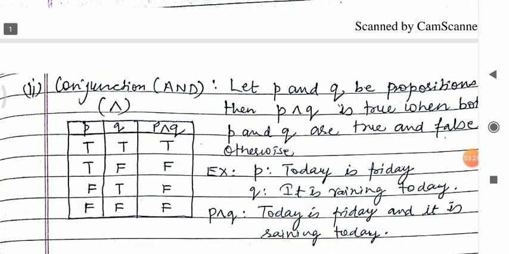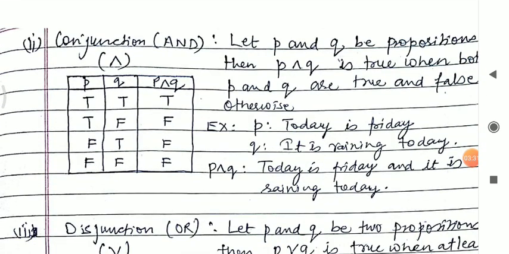Again, next is conjunction. Conjunction, in simple words, is and. You can identify the symbol. Let P and Q be propositions, then P and Q is true when both P and Q are true and false otherwise. You can see the truth table. If both are true, then the conjunction of P and Q is true. Otherwise, it is false. So one example is given. Today is Friday. It is raining today. Today is Friday and it is raining today. So this is conjunction.